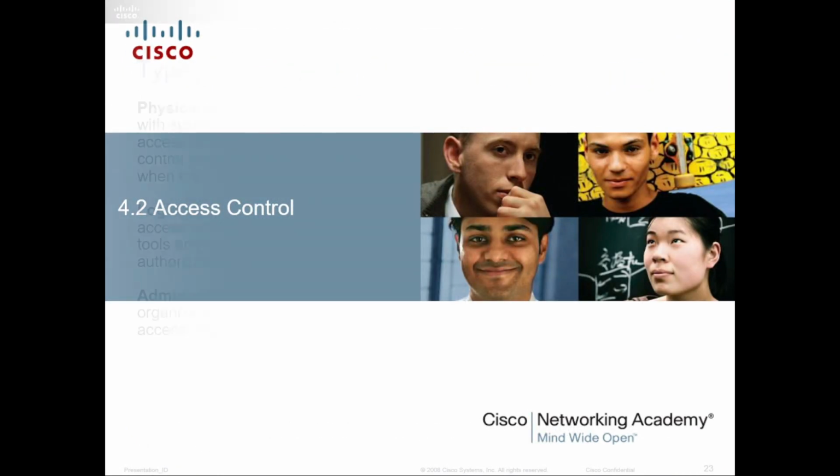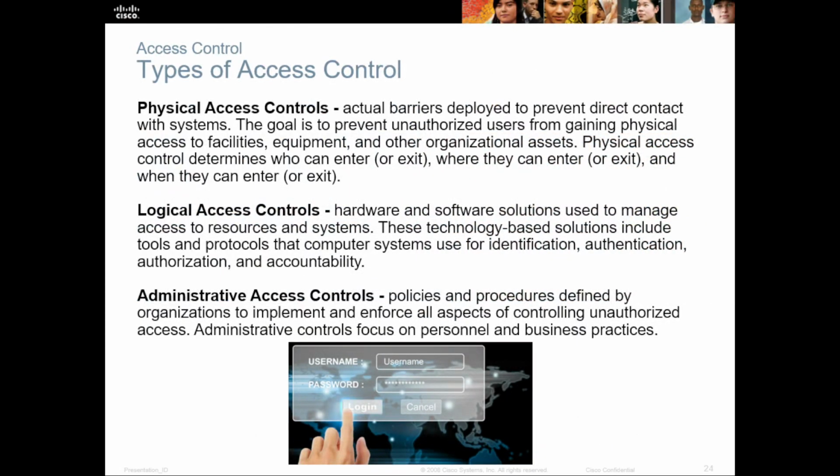Now let's look at access control. Some types of access control is physical access control. So physical access controls are physical hindrances that are put in place to protect systems. All right, so they could be barriers, doors, all right, physical doors. So the goal is to prevent unauthorized users from gaining physical access into facilities, equipment, and other organizational assets. So physical access control determines who can enter or exit, when they can enter or when they can exit.